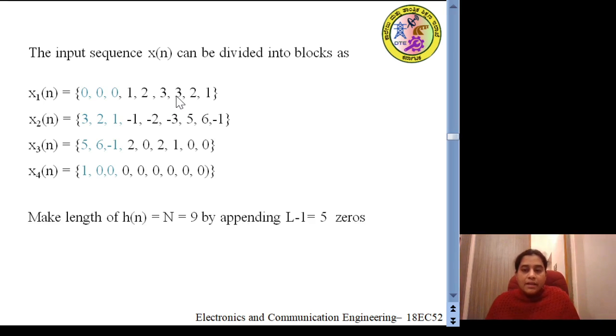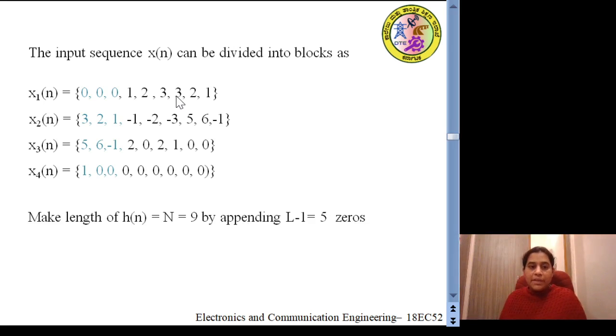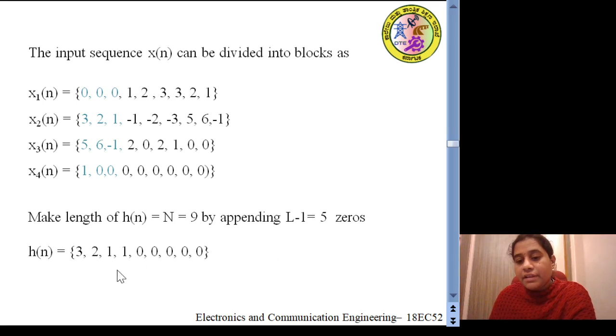Next, what is the step? We have to make the length of the given impulse response equal to the length of the block of input. That is 9, they have given us. So we have to make the length of h of n to be 9. But the given h of n has 4 samples. To make it 9 samples, we have to append 5 zeros. Like this: 3, 2, 1, 1 they have given, and we append 5 zeros at the end of this h of n.